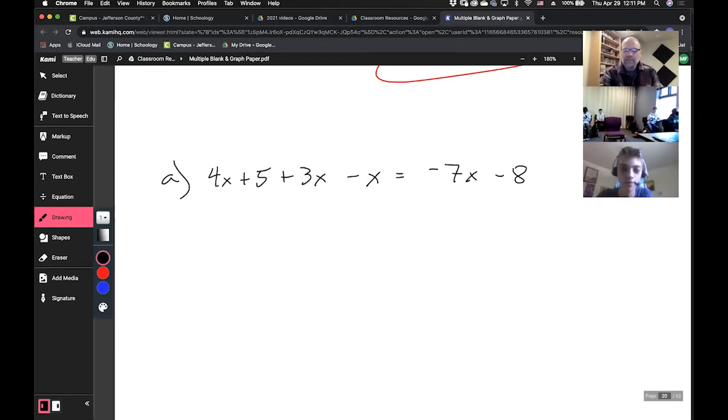So this is what happens when you have variables on both sides and you have to do a little cleanup. So we're going to do this problem together. I'll walk through it a little bit slower. But if you still need help, you can watch the first part of the video, okay?